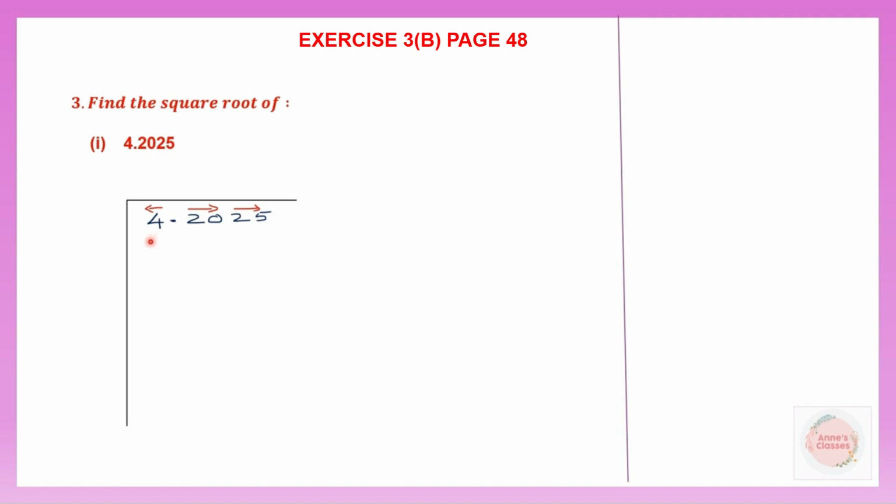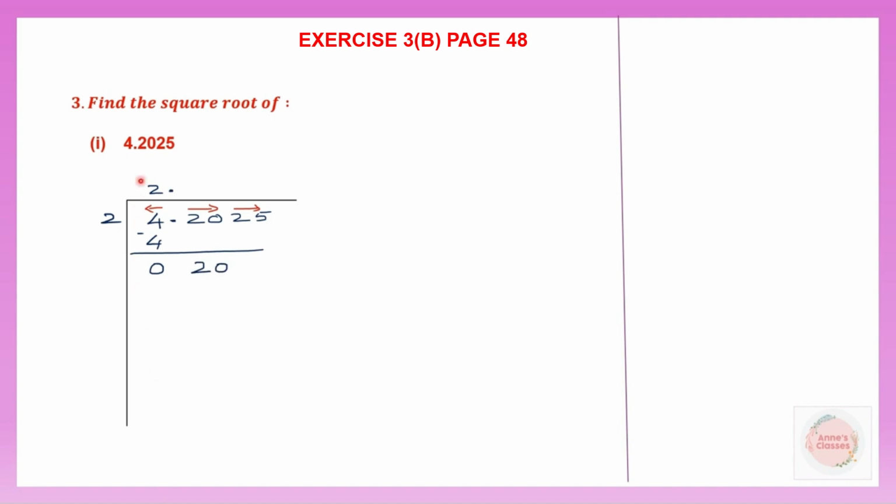Now which number, when squared, will give us 4? Number 2. Now 2 2's are 4, minus 0. Then we have a point which you have to carry up. Now let's bring down the next pair. So there are 2 digits there, 20. Bring down the whole pair.